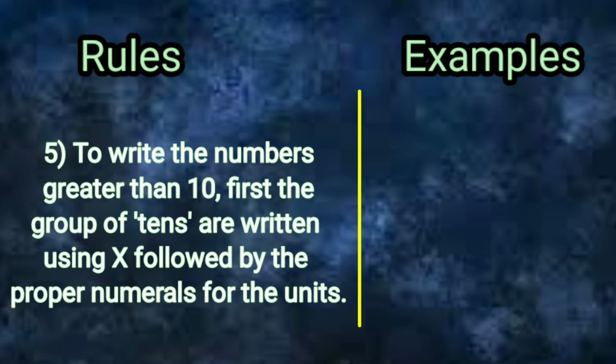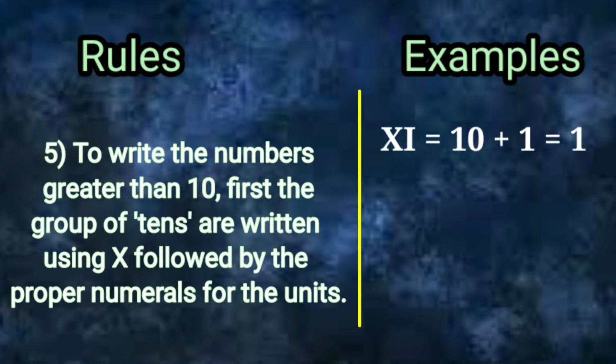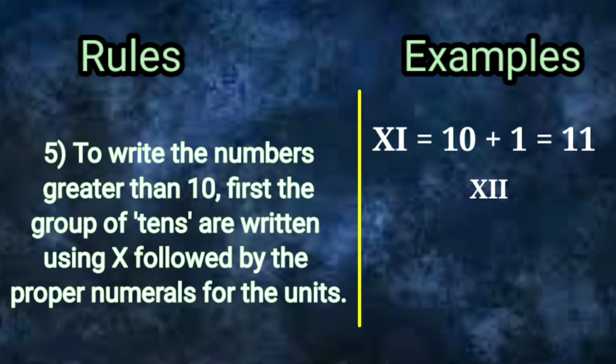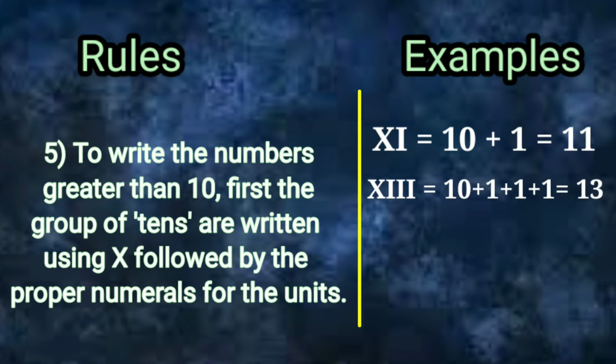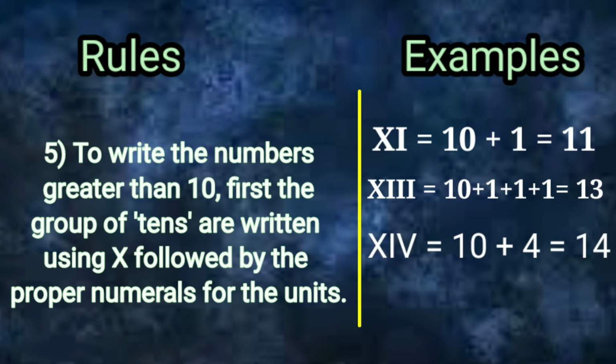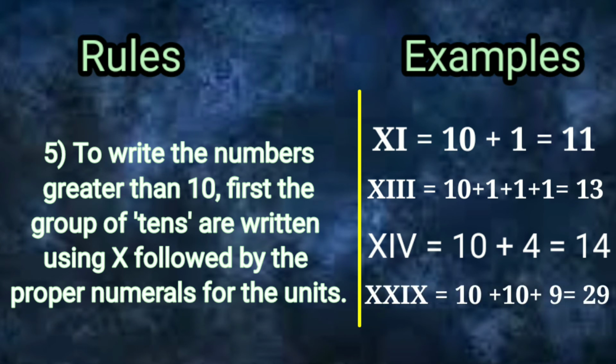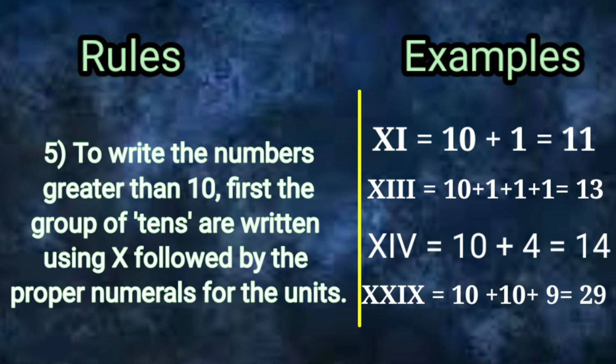Now the fifth rule: to write numbers greater than 10, first the group of tens is written using X, followed by the proper numerals for the units. For example, XI is 10 plus 1 equals 11. XIII is 10 plus 1 plus 1 plus 1 equals 13. XIV equals 10 plus 4 equals 14. XXIX means 10 plus 10 plus 9 equals 29.